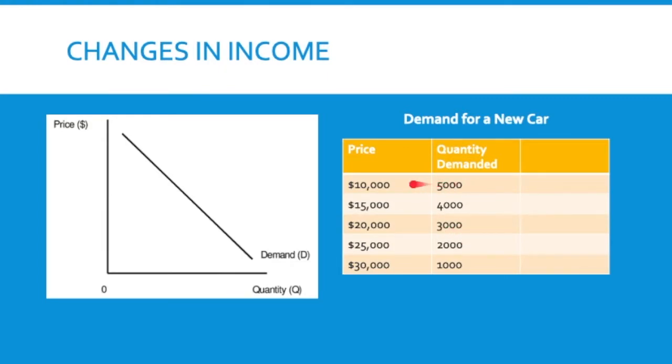So we see the law of demand. At low prices there is more demand, and at high prices there is less demand. Again, represented by this downward sloping curve. So what could change this?